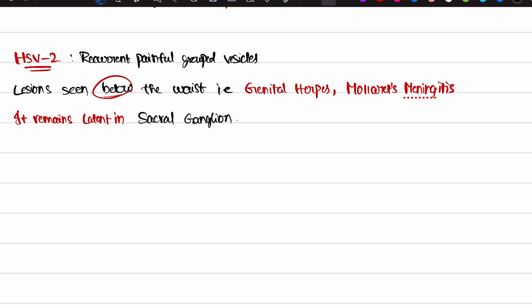Okay. Whenever genital ulcers or genital herpes come to your mind, you try to answer it as HSV type 2, not HSV type 1. I am going to tell you again, whenever you get a question about genital herpes or genital ulcers, please try to mark it as HSV type 2, not HSV type 1.